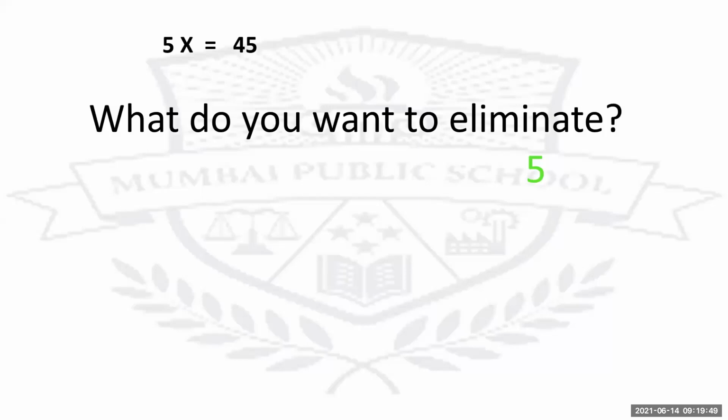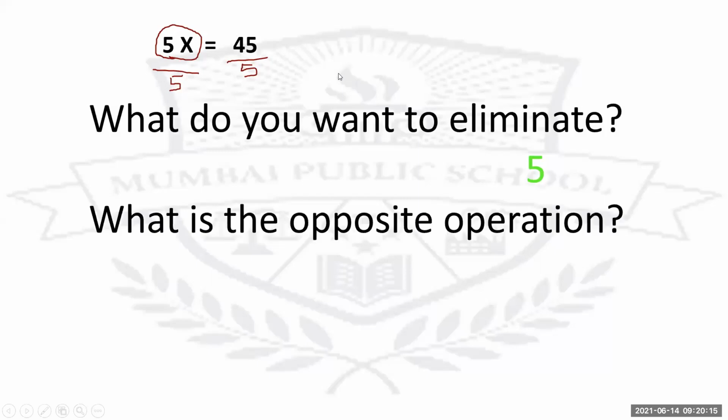Now check here, 5x equals 45. So you need to eliminate what? You need to eliminate 5. Understand? Now here it is in a multiplication relation. So what will you do? You will divide both sides by 5. Divide both the sides with what? 5. Okay. Check. What is the opposite operation? Divide.